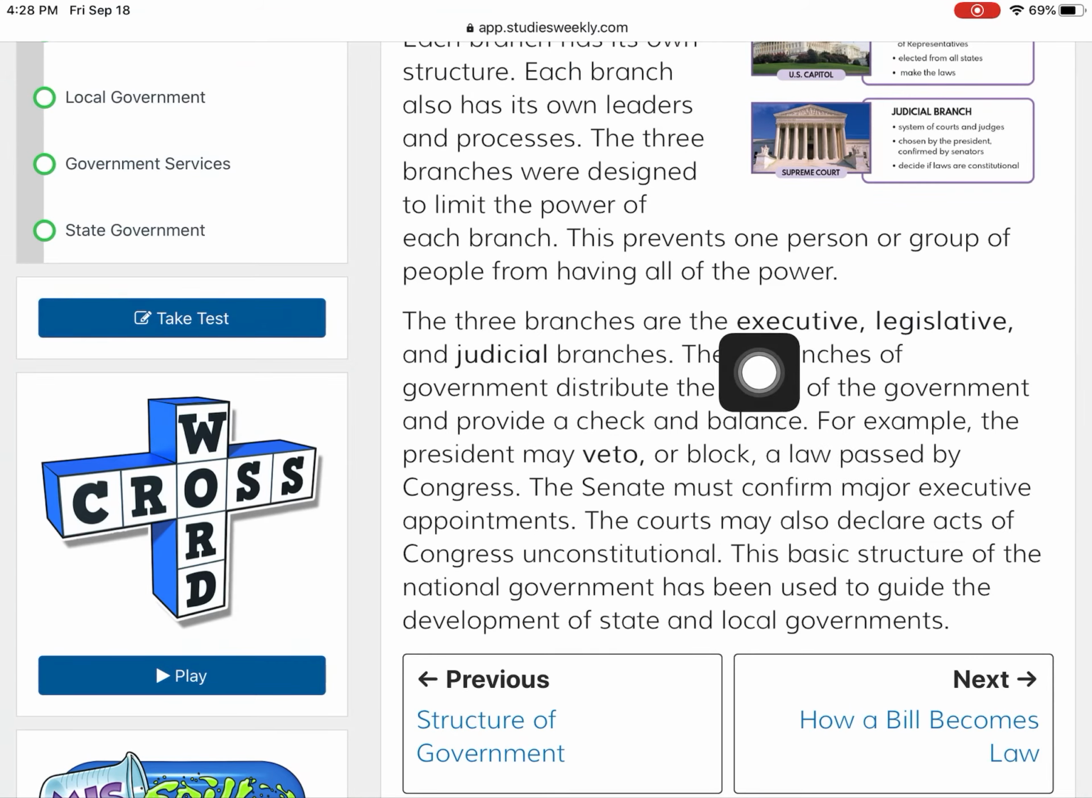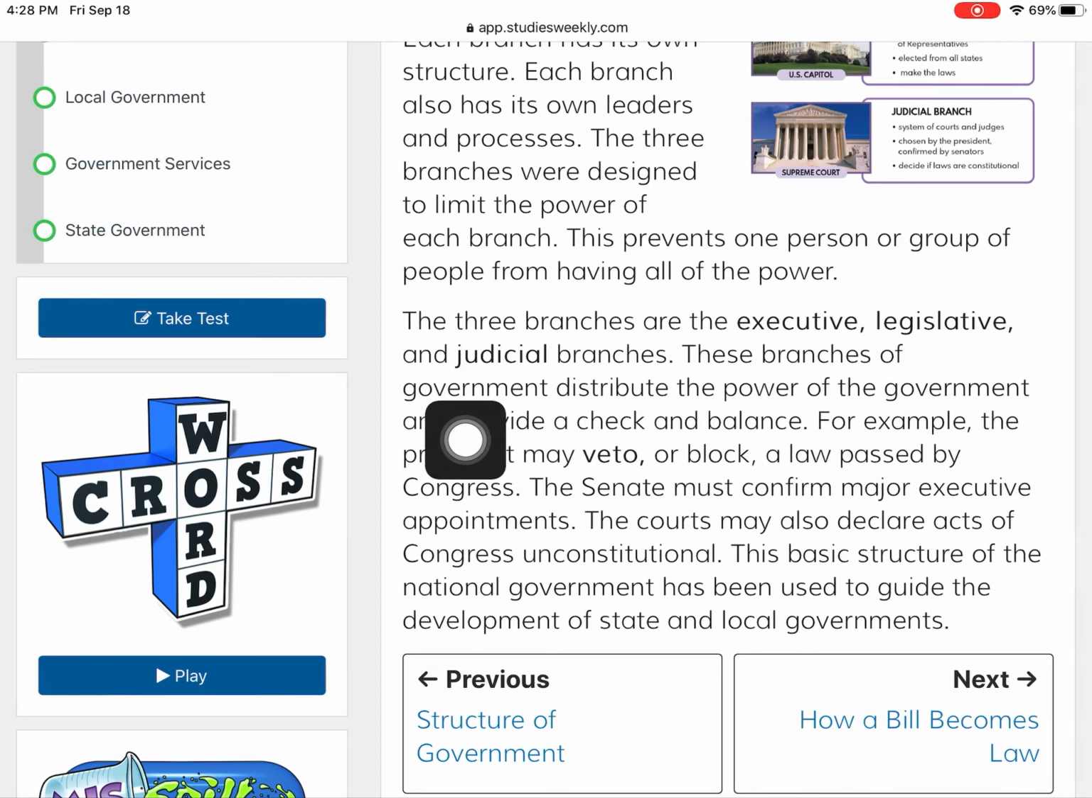The 3 branches of government are the executive, legislative, and judicial branches. These branches of government distribute the power of the government and provide a check and balance. That is a key phrase right here. Everyone say check and balance.